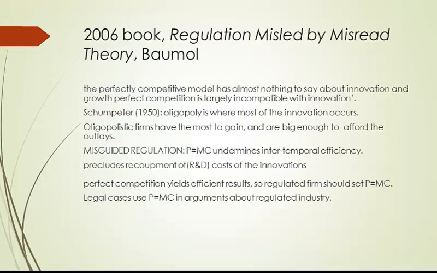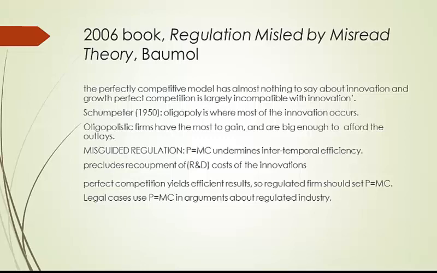So in Baumol, he says that "Regulation Misled by Misread Theory" is the name of the book. He says that currently in the real world we are regulating monopolies on the basis of extremely faulty theory. In the perfectly competitive model, which is used as the basis, we are using this triangle theory to regulate monopolies, that we should set price equal to marginal cost. We should not let them have any excess profits.